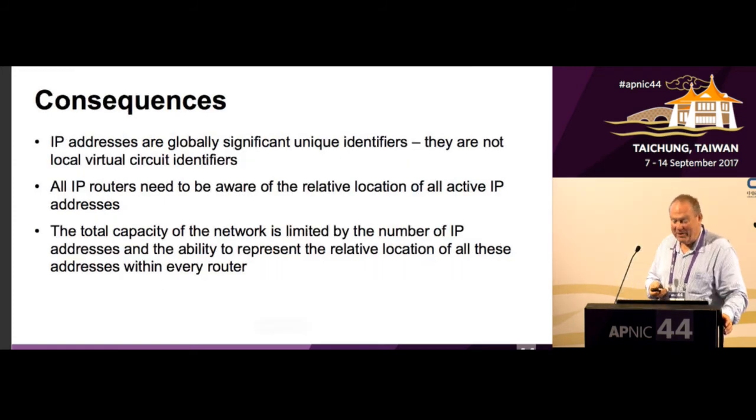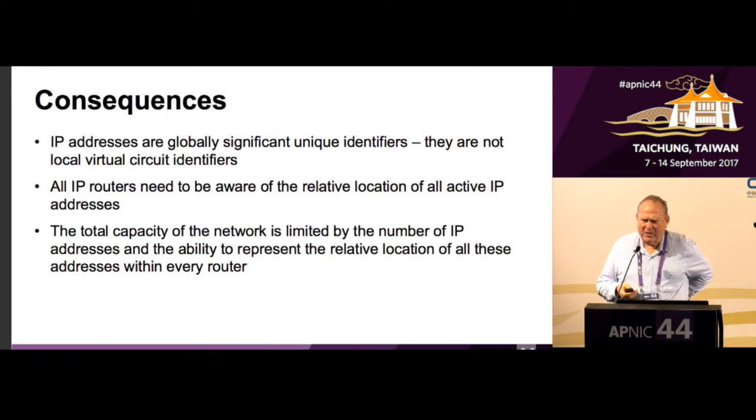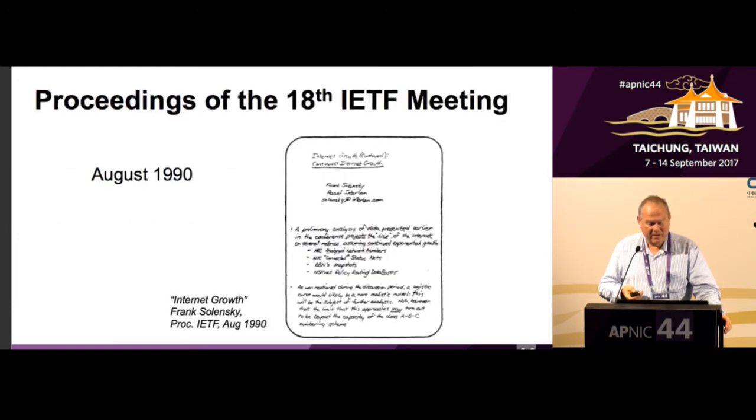But I digress. IP addresses were globally significant unique identifiers, and every router needs to know where everything else is. That's what BGP is actually all about. So in this kind of addressing world, where every device has an address, the total number of devices is equal to the total number of discrete addresses. Yes? Yes. So back in August 1990, some of you might have even been born then, Frank Solensky turned up at an IETF and said, oops, because I've been looking at stuff.